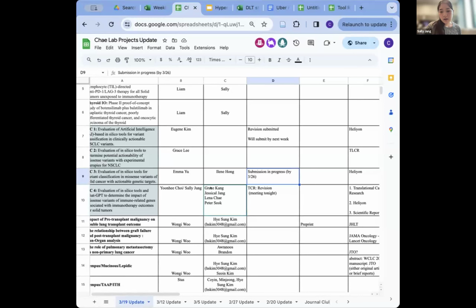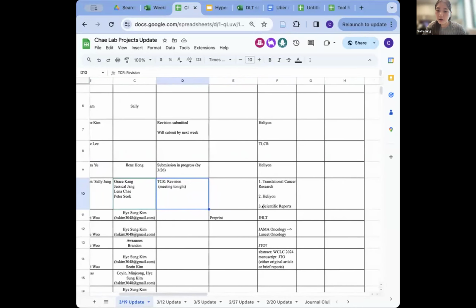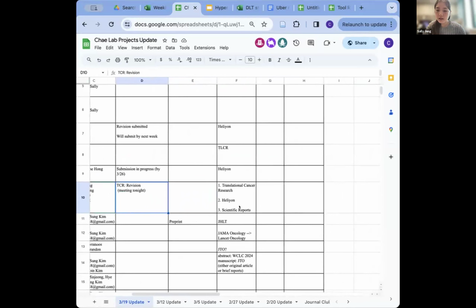And then the VC4 project. We submitted the preprint revision, and that's been submitted, but we're still working on the manuscript that we're going to submit to not TCR but Heliyon. I'm going to have a meeting with Dr. Uni today, and for that I've been studying R Studio. So if anyone's really good at R Studio, please let me know.